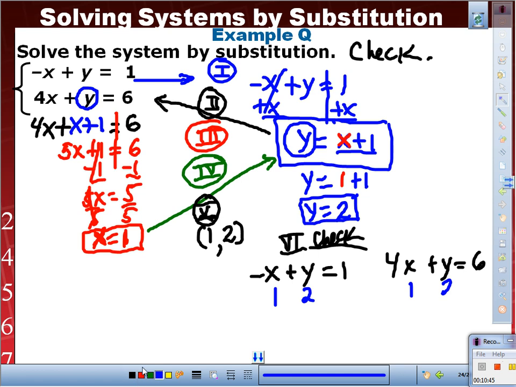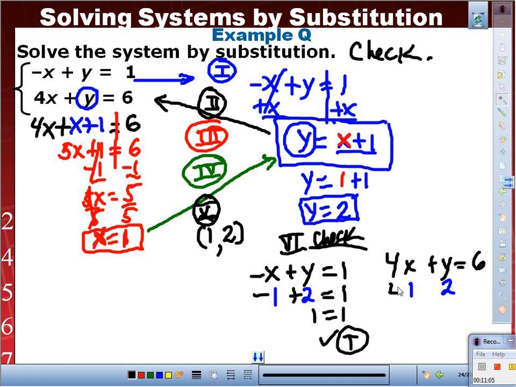Like 1, 2. Bring down the minus, the plus, equal 1. What is negative 1 plus 2? Is 1 equal to 1? Yes, that's true, but it has to be true for both. So I'm going to go with the next one.